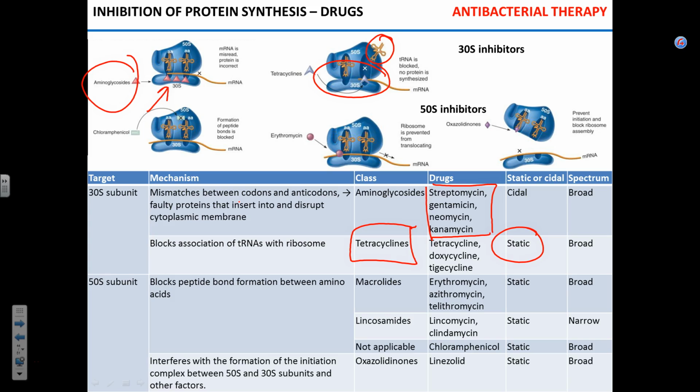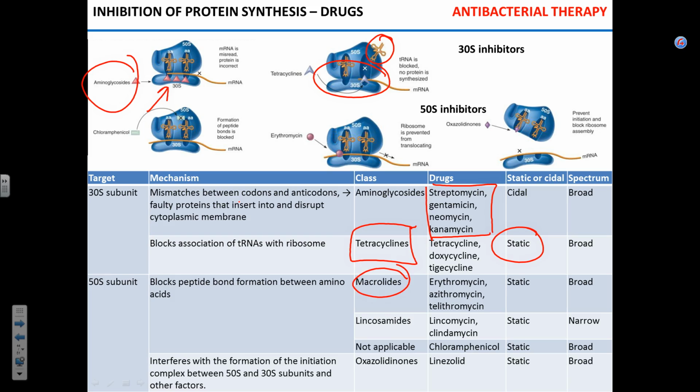Okay? The 50S subunit of the ribosome provides more options for inhibition of the protein synthesis. And there are, let's say, 4 different types of drugs that bind to 50S.